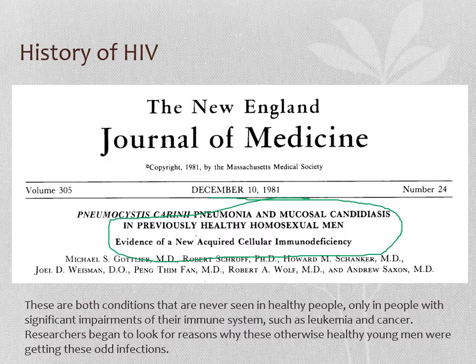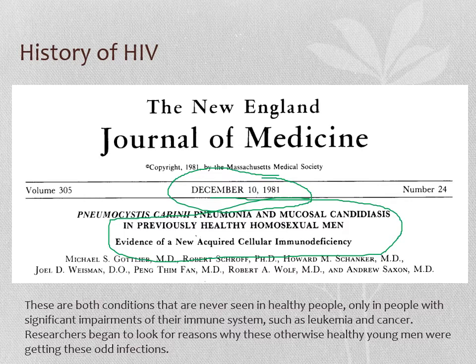This article that I'm showing you the title from was from the New England Journal of Medicine in 1981. The title of the article is talking about a pneumonia and mucosal candidiasis. You might be like, oh, Candida, we learned about that, right? It can cause a vaginitis, it can cause a vulvar infection, but it usually doesn't infect other places like your throat and your esophagus. And so they were seeing these very strange infections that normally do not occur in young, healthy people. They usually only occur in people with very advanced cancer or very compromised immune systems, people who have a lot of other medical problems. So this was very strange. All of a sudden they started seeing these weird, unusual, and serious infections in previously healthy men who had sex with men.